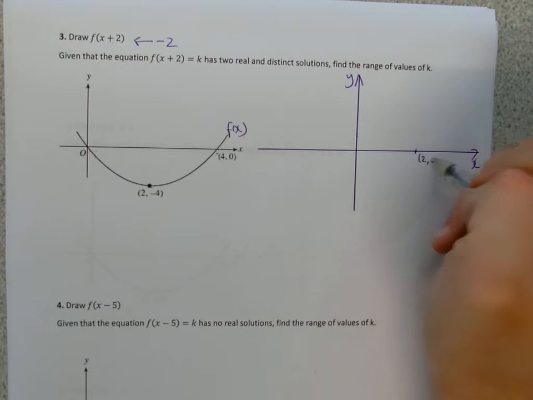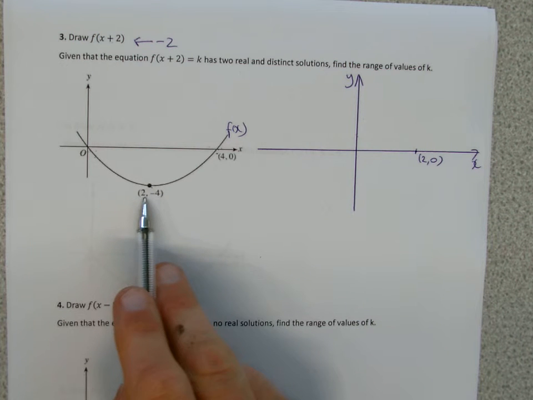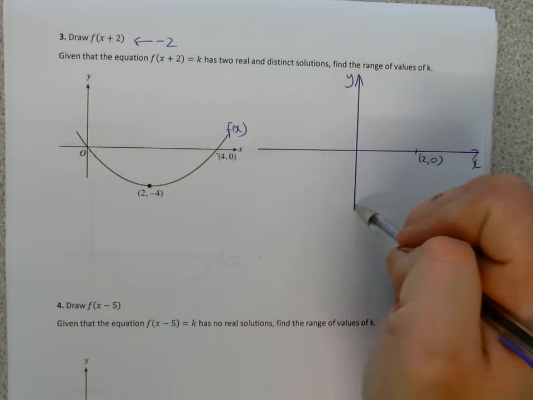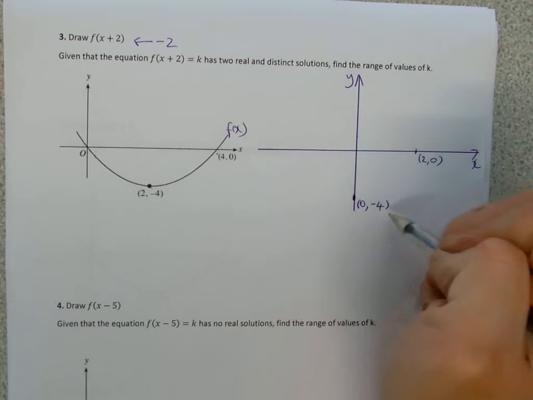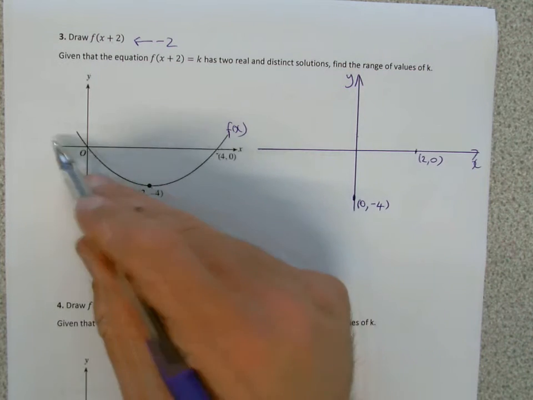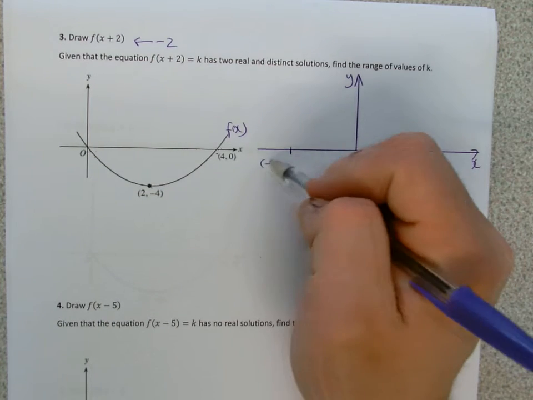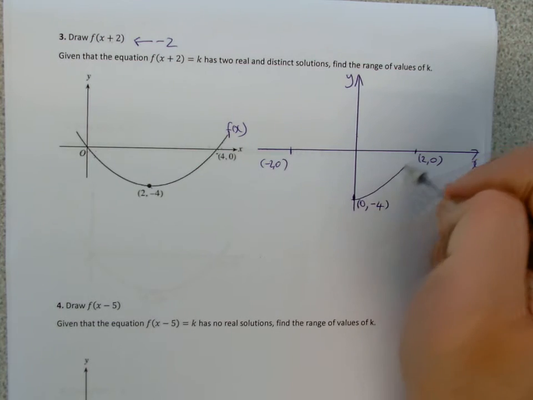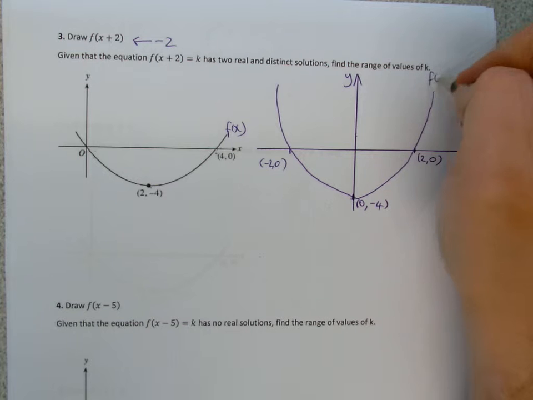So if you shift that back 2, you end up there, 2, 0. This minimum point, if you shift this back 2, take away 2 from that, you get 0, so it goes through there. Okay, so 0, and that will be minus 4. Now the y value is unaffected, don't forget. And then that's 0, the origin, so back 2, you end up at minus 2, which is about there. Okay, so you've got minus 2, 0. And you can draw your graph, okay? And that is f of x plus 2.